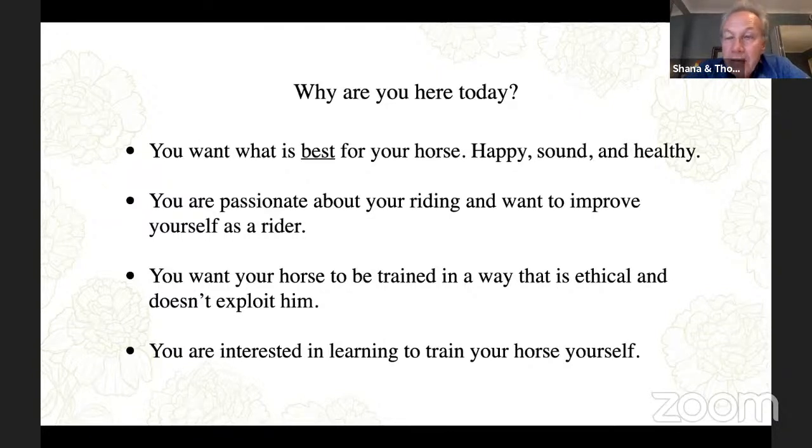Keep him happy, make the work interesting, make it pleasant, so the horse is comfortable in the work with you, and so on. People who work with us are passionate about their riding, and they want to improve as riders themselves, and they want to train their horse in a way that's ethical, that doesn't just exploit the talent.